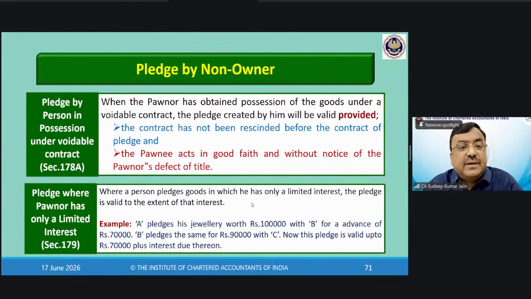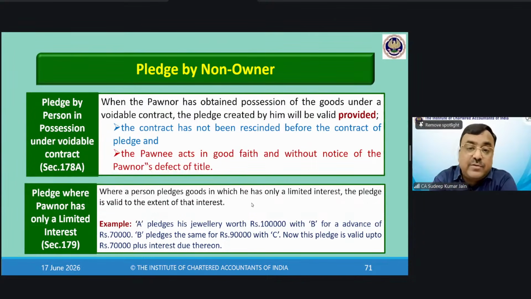Pledge by person in possession under voidable contract. Voidable contract, remember unit number 1. When the owner has obtained the possession of goods under a voidable contract, the pledge created by him shall be valid, provided the contract had not been rescinded before the contract of pledge and the pawnee acts in good faith without the notice of owner's defective title.